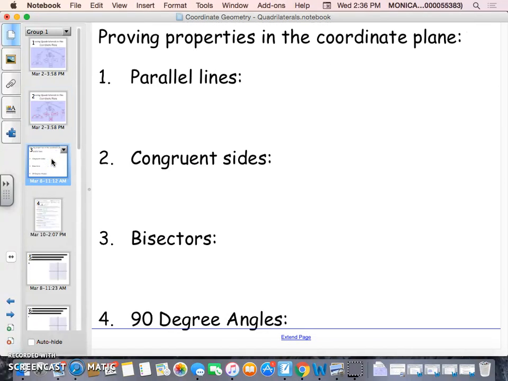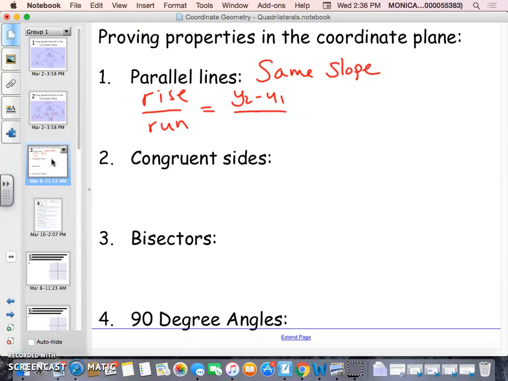So what's the first thing, if we want to prove the shape that we're looking at is whatever shape it is? What is the first thing we're going to look for? Well, the first thing we're going to look for is whether or not they have parallel lines. And parallel lines have the same slope. And so remember, to find slope, you do rise over run, which is equal to y2 minus y1 over x2 minus x1. And if the slopes are exactly the same, same sign, same numbers, you're looking at parallel lines.